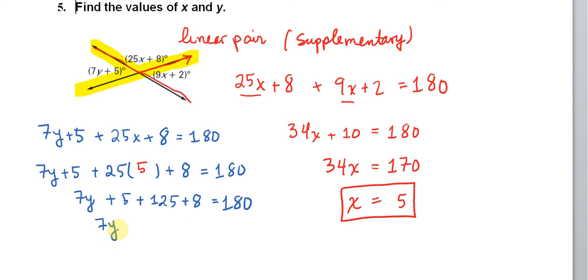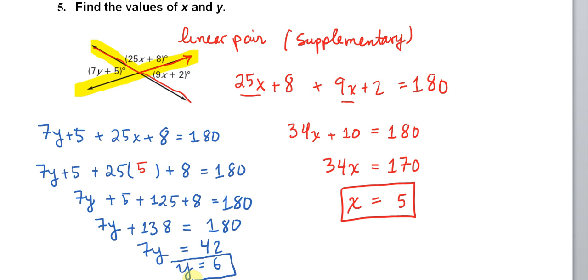So 7y, 5, 125, and 8, this will give us 138. Subtract 138 from both sides, and we end up with 42. 180 minus 138 is 42. And that means our final answer, y is equal to 42 over 7, which is equal to 6.